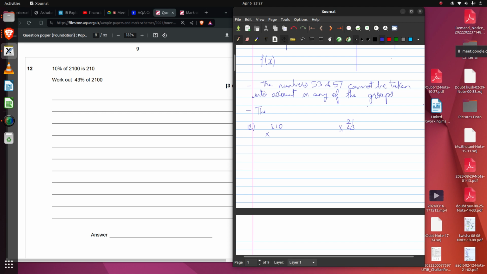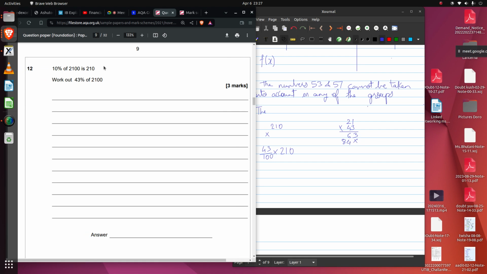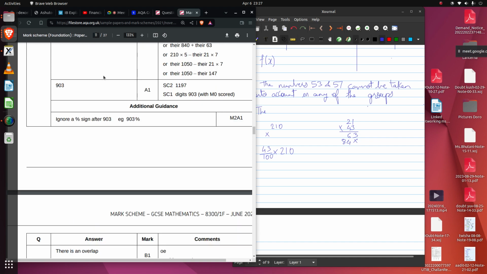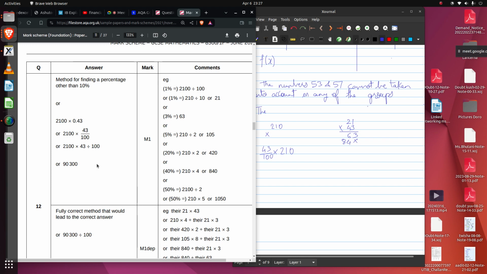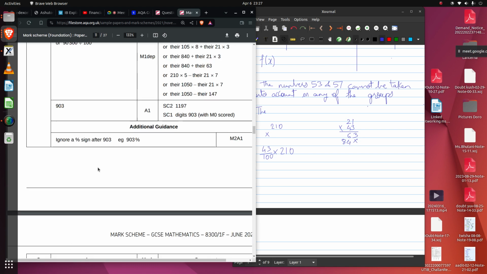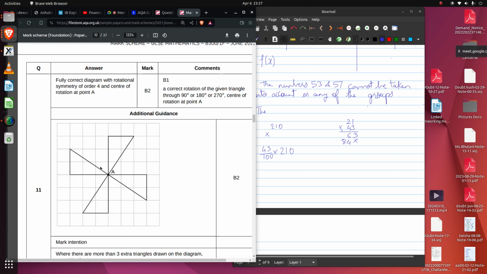Good. Did you multiply directly by doing 43 upon 100? Okay, you have no use of the data 210. Even though it is not compulsory, they give it to you for a reason. So you can do that. 903. Yes.